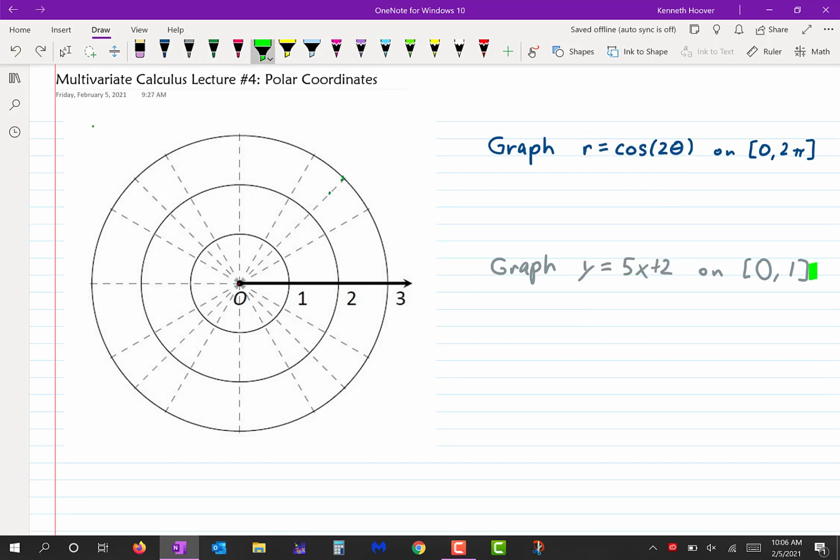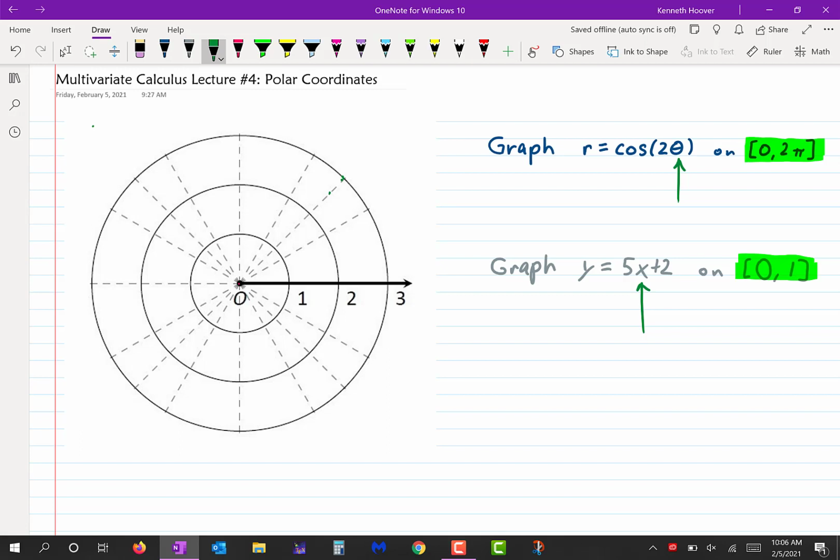In rectangular coordinates, that interval 0 to 1, that domain refers to which variable? It always refers to the independent variable. So in polar coordinates, when we're given the domain 0 to 2 pi, that refers to the allowable range for theta, because that's the independent variable.